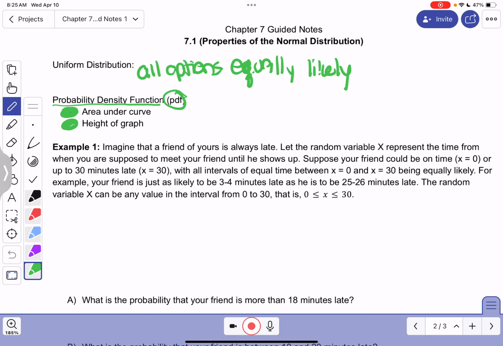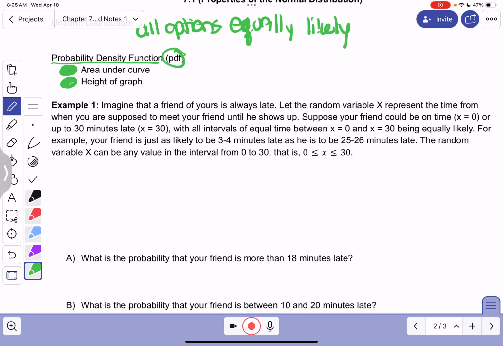So let's look at an example of a uniform curve. Imagine a friend of yours is always late. Let the random variable x represent the time from when you're supposed to meet your friend until he shows up. So your friend could be on time, x equals 0, or up to 30 minutes late, x equals 30, with all intervals of equal time between 0 and 30 being equally likely. For example, your friend is just as likely to be 3 to 4 minutes late as he is to be 25 to 26 minutes late. The random variable x can be any value in the interval from 0 to 30.